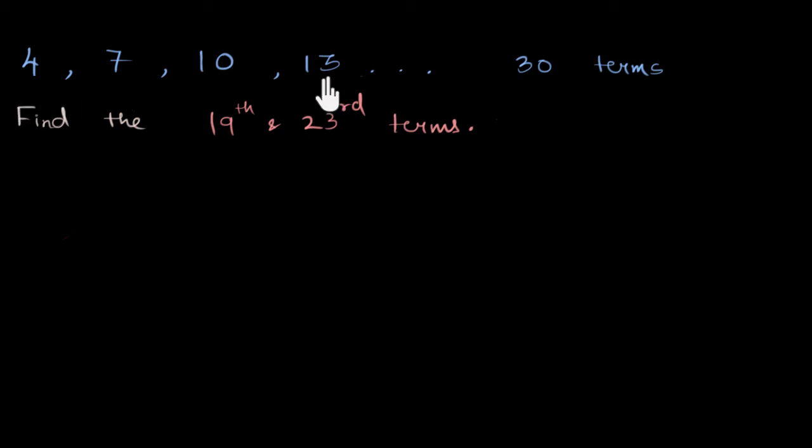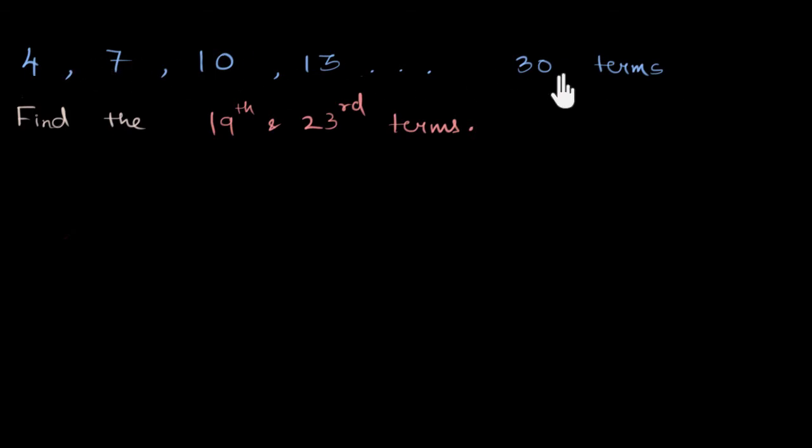If I give you some numbers like this and say that this sequence of numbers goes till there are 30 terms, can you find what the 19th and the 23rd terms in this will be? There's one surefire way to do it. Just extend the sequence all the way till 30 terms.